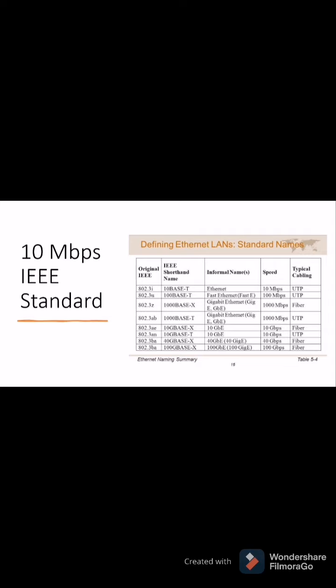In this slide, it's defining the Ethernet LAN standard names. As you can see here, the original name of the IEEE standard is 802.3i, and after the original name, the IEEE shorthand name is discussed as well, along with informal names, speed, typical cabling, and so on and so forth. So this is the summary of Ethernet naming. If you want to learn more about this, you can just focus on reading this page.